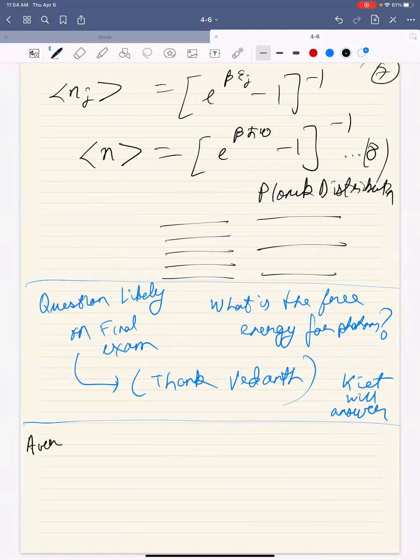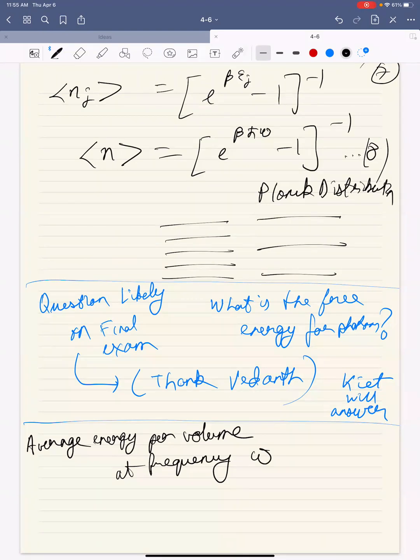average energy per volume at frequency omega. That's what Max Planck wanted to calculate. And the other thing he wanted to calculate is average energy per volume at any frequency. Okay. So the first thing he wants to do is to calculate small u of omega.